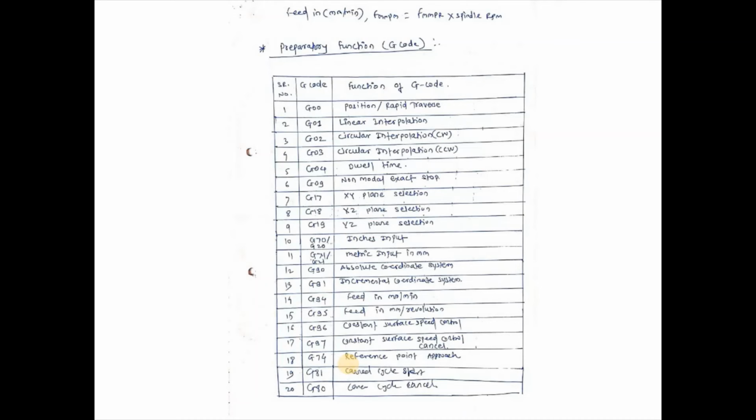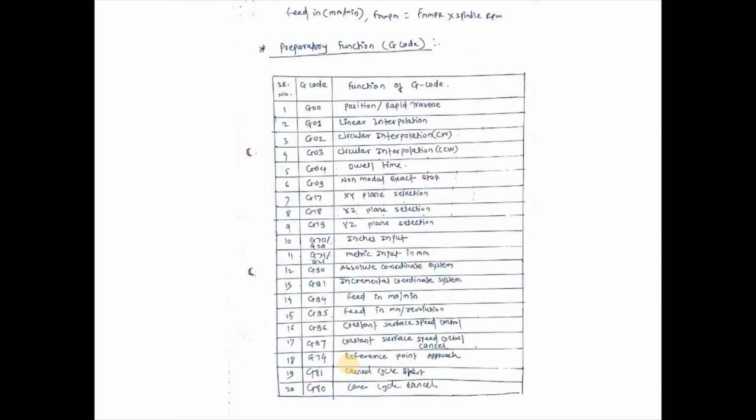G74 is used for the reference point approach. Before starting any manufacturing operation, we have to give a reference point for the tool. From that reference point, we move the tool to our actual workpiece. So before starting any program, we have to give some reference point. For that purpose, we use the G74 code.